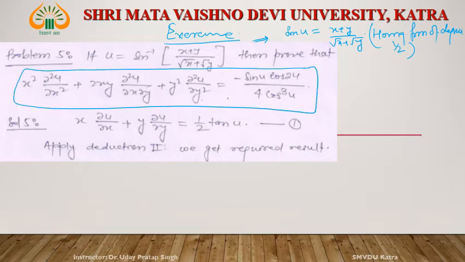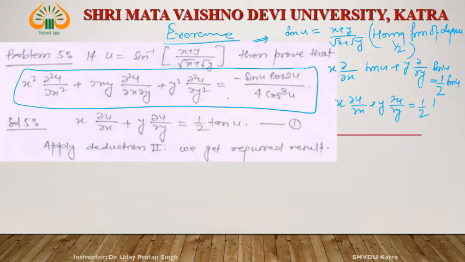Now, apply Euler's formula on sin u, meaning x ∂/∂x of sin u plus y ∂/∂y of sin u is equal to 1/2 sin u. Right? Then this gives x ∂u/∂x plus y ∂u/∂y is equal to 1/2 tan u. Right? This thing, equation number 1.